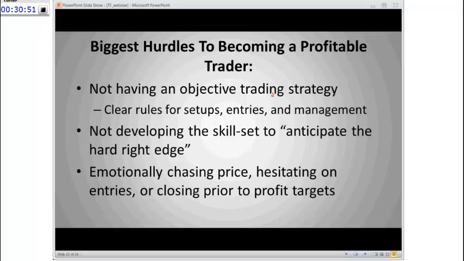Number two, put in the time, put in the screen time to develop that skill of thinking like a chess player, anticipating 2 or 3 steps out ahead of where you are now. And then number three, really develop confidence in yourself and your strategy so you get away from chasing and hesitating and closing prior to profit targets.